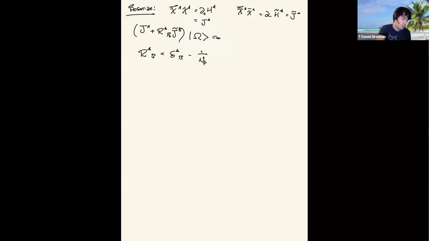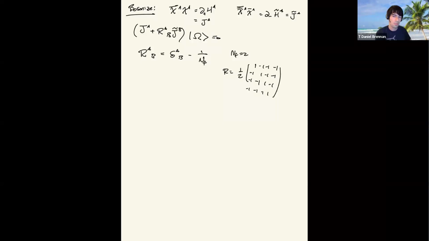So for example, if we take the NF equals 2 case, so you have 4 fermion doublets in the UV, you'd find this matrix R is just 1/2 times this matrix. I'm going to continue writing, but I think you get the picture. You have one fermion coming in and it scatters into all possible outgoing modes.